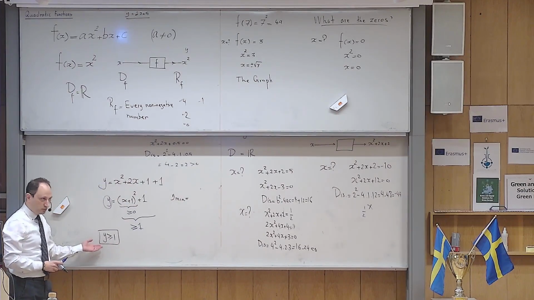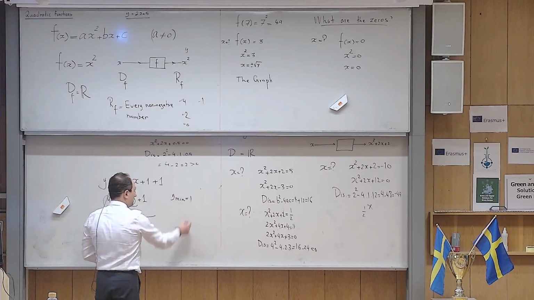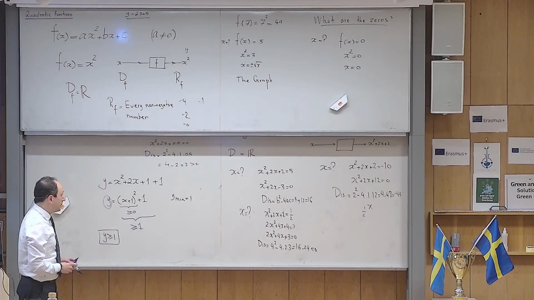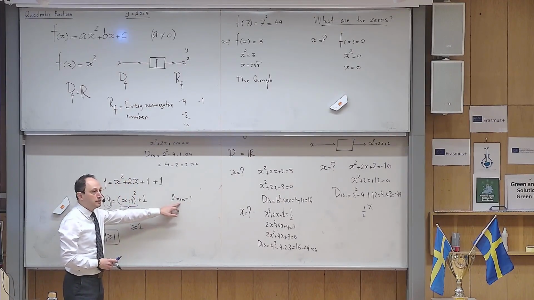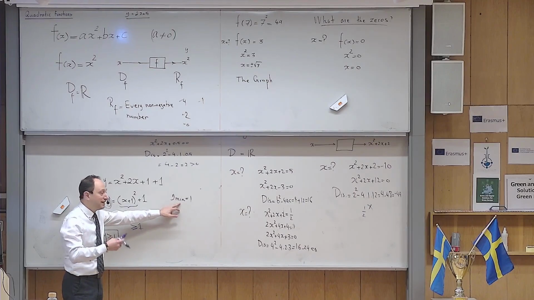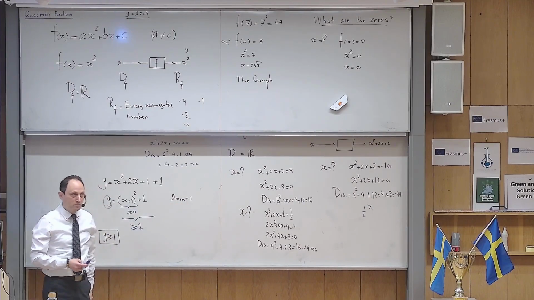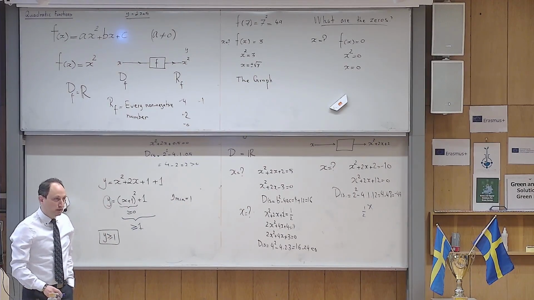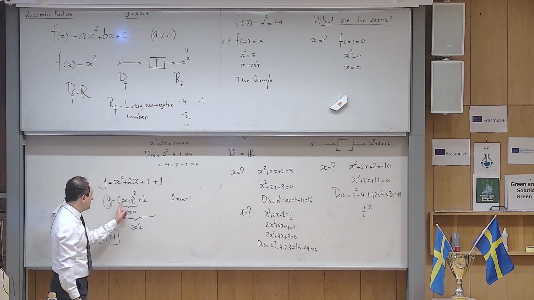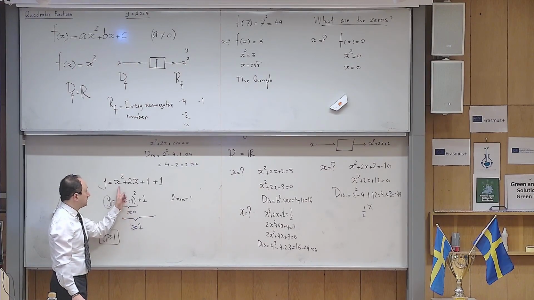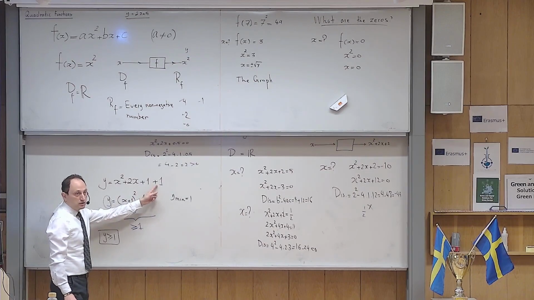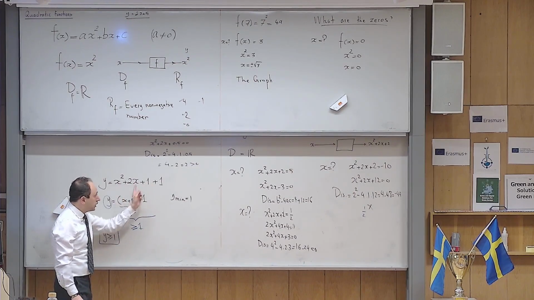The lowest possible value of y is 1. Yes? And now if I ask you how can I achieve the minimum? For which value do I reach 1 as the minimum value? 0? No. If I put 0 here, it becomes 2. So when I put 0, I do not get my minimum.